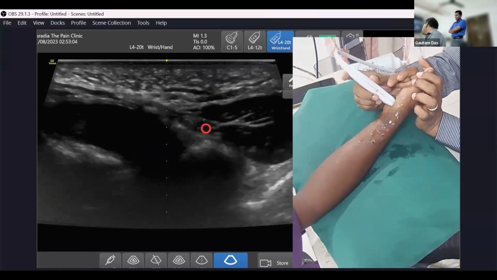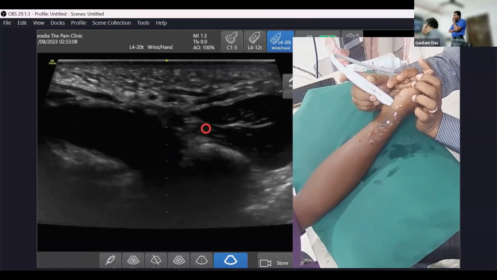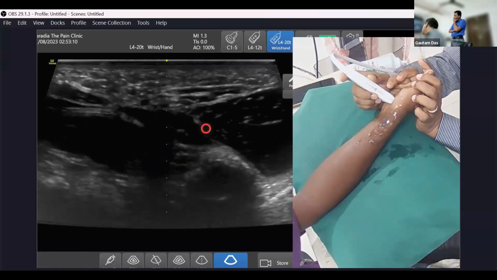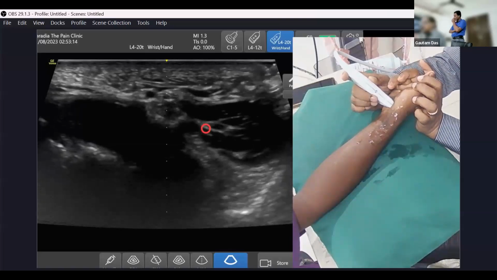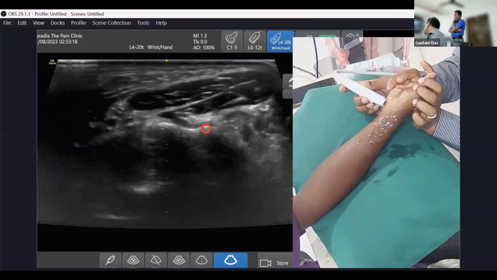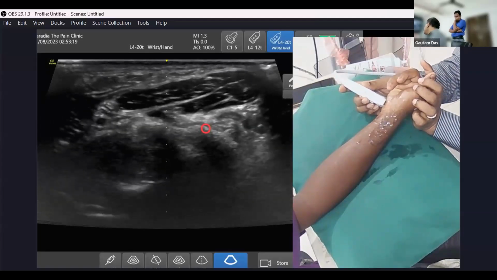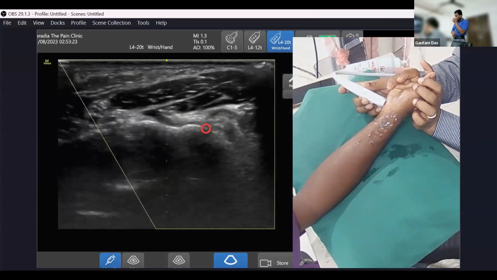I can compress the ulnar artery here, already divided into two. The nerve is getting divided into superficial and deep. So this was your hook of the hamate. If I'm sliding the probe on this side, you can also see this is the base of the hamate.